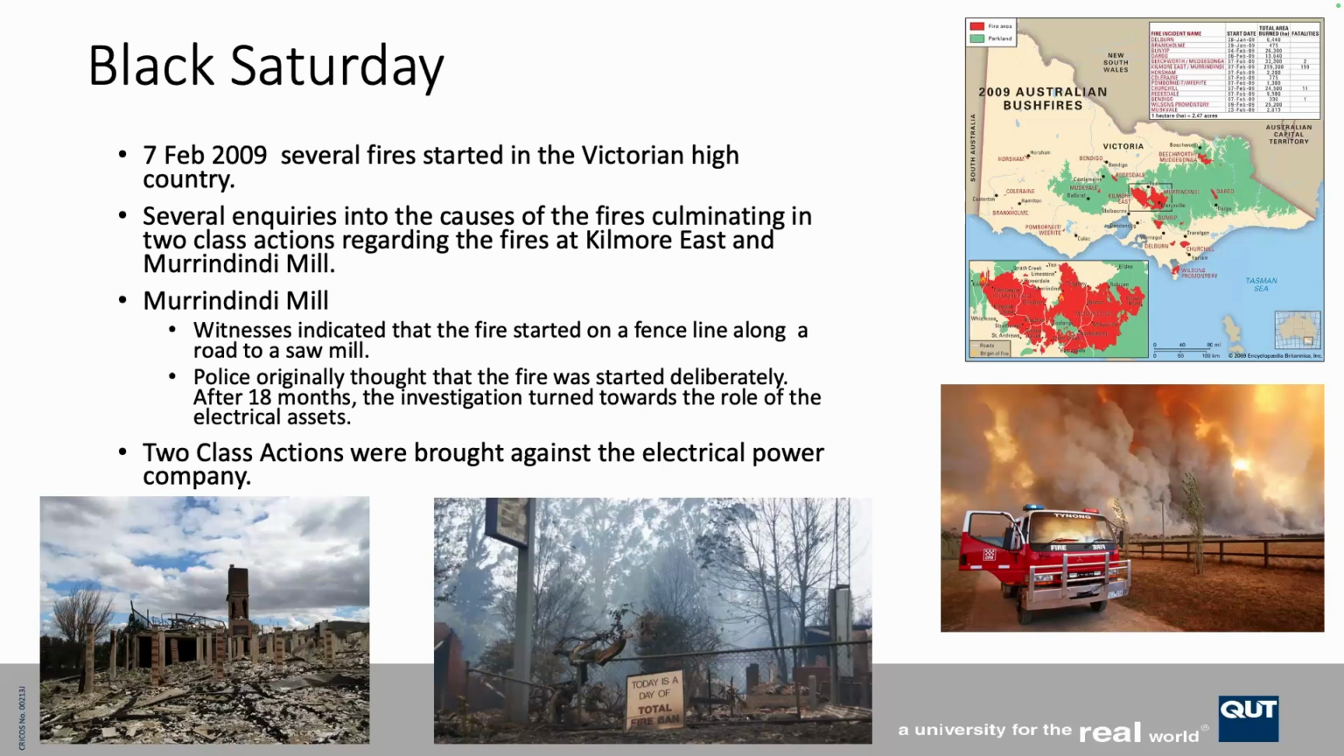Now, the witnesses said that the fire started along the fence line. They could see the fire starting along the fence line. And it was on a road to a sawmill. The police decided that the cause of the failure was a slightly strange old man who lived down in the valley near the mill, who was the head of the local fire authority, and they pursued him relentlessly for 18 months. It was really quite terrible. And after 18 months, they just came to the conclusion that it just couldn't have been him.